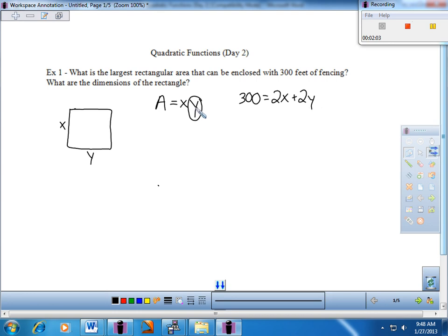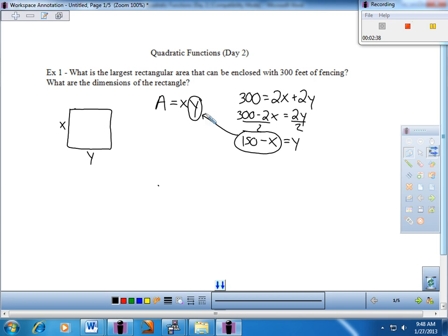Basically, if I want to replace this y right here, then I have to solve for y in the other equation. So I'm going to solve for y in this equation right here by subtracting 2x. Just nice algebra right there. And then how about dividing by 2? And that 2 goes in evenly on both terms there. So how about 150 minus x? All right, there it is.